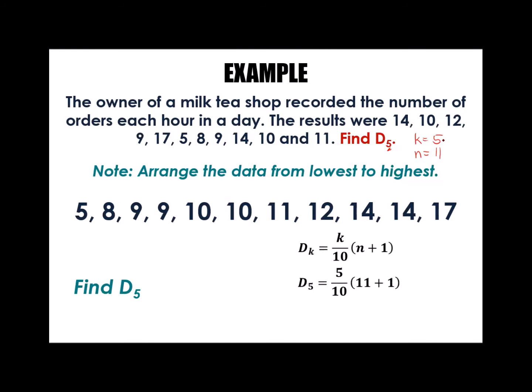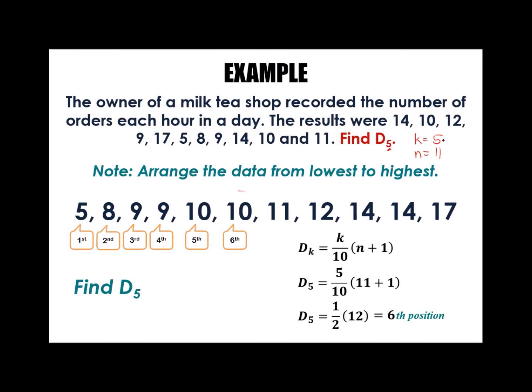So, substitute nyo lang, 5 over 10 times 11 plus 1. And you can now simplify the things that you can. So, the simplified form of 5 over 10 is 1 half and 11 plus 1 is 12. Then, ano ang kalahati ng 12? So, that is 6. So, parehas lang. We are talking about here the 6th position. Then, you count it off from the lowest number until you reach the 6th number. So, that is 10. So, parehas nga lang sa kanina.